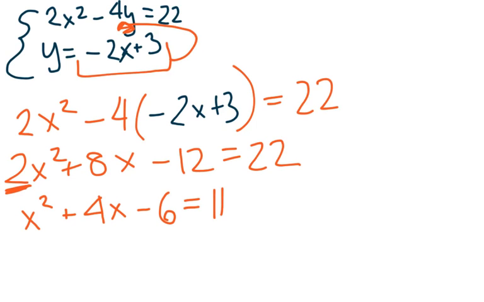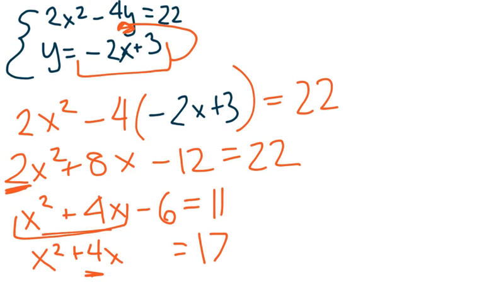And it doesn't look like this is going to factor easily, so let me try using my completing the square strategy to solve this instead. Let me isolate these two terms on this side, giving me x squared plus 4x equals 11 plus 6 is 17. And I want to take the b over 2 and square that whole value to add to both sides of the equation. 4 over 2 is 2. 2 squared is 4, so I'm going to add 4 to both sides of my equation.